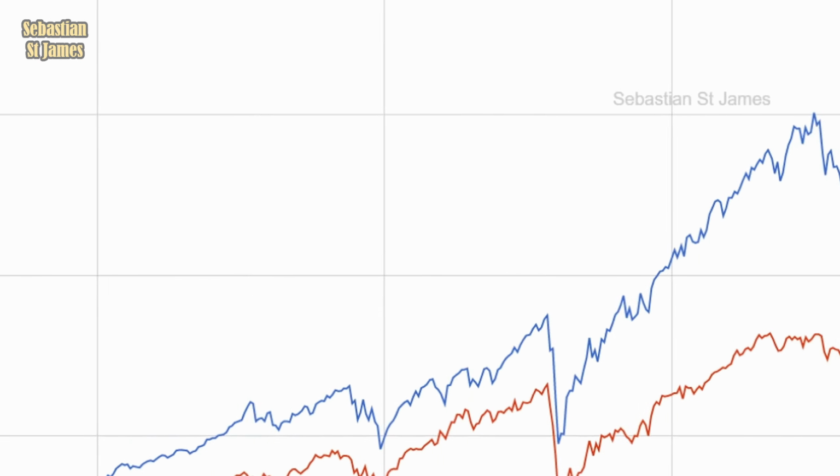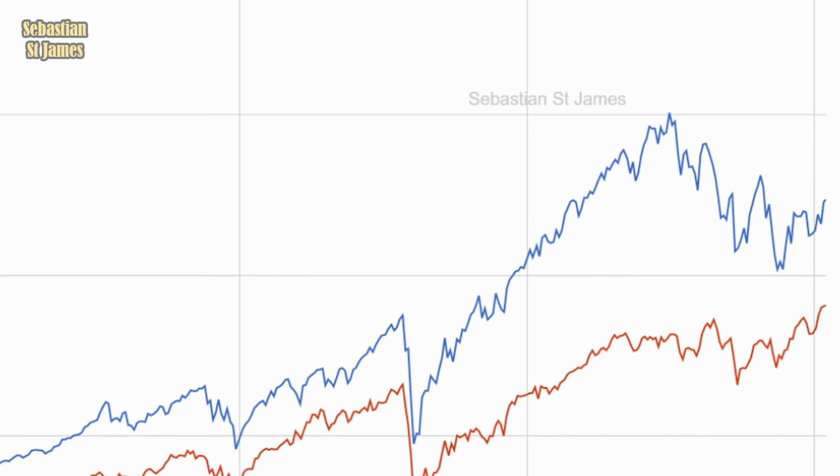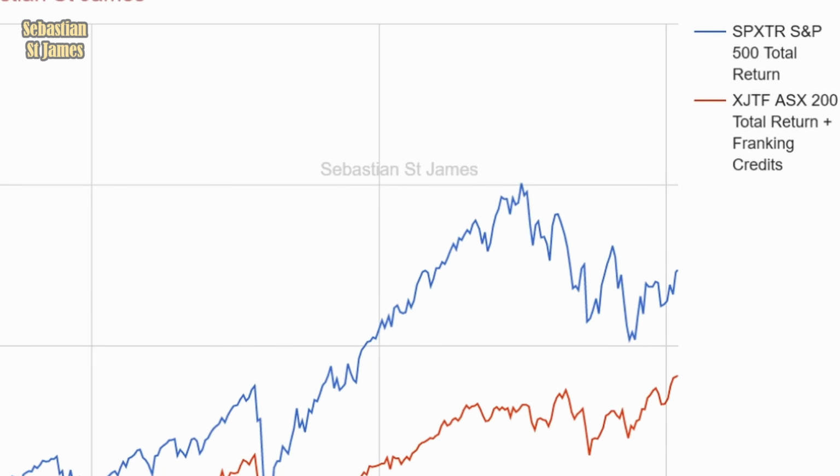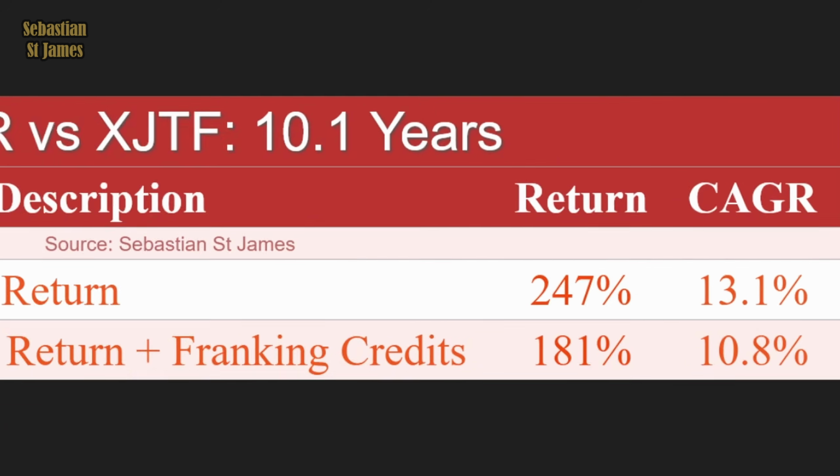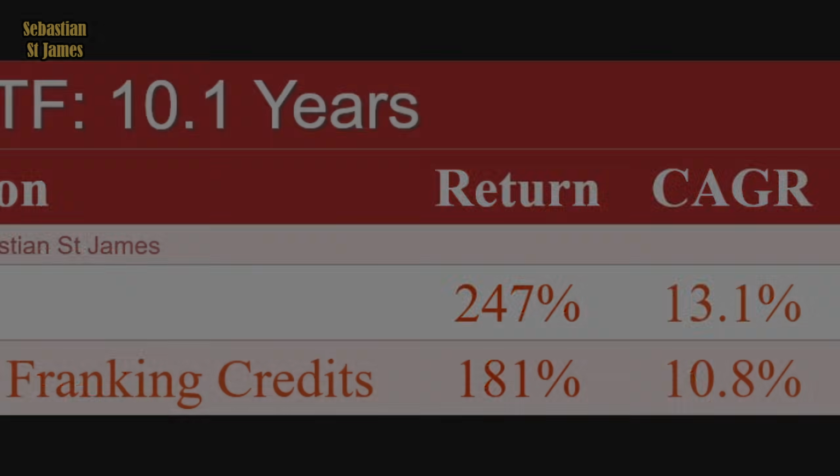And we notice the blue line is on top. Yeah, basically all the way. Who is blue? Well, that's the S&P 500. The S&P 500 total return has returned 247% or 13.1% CAGR. Over the same time period, Australia has returned 181% or 10.8% CAGR. Based on the data, it's quite clear: S&P 500 total return actually beats Australia total return.